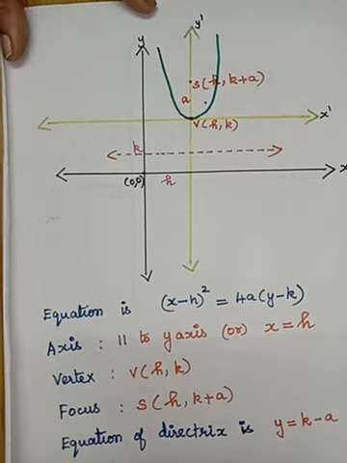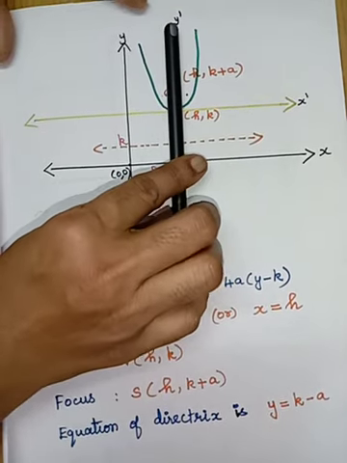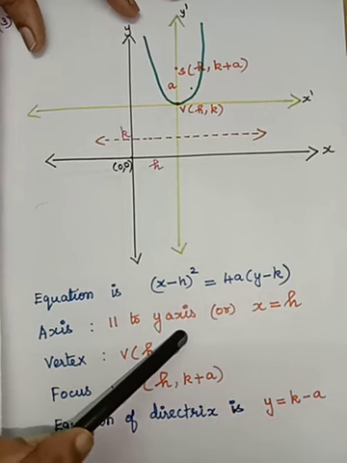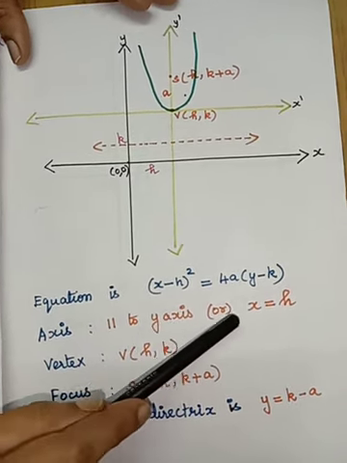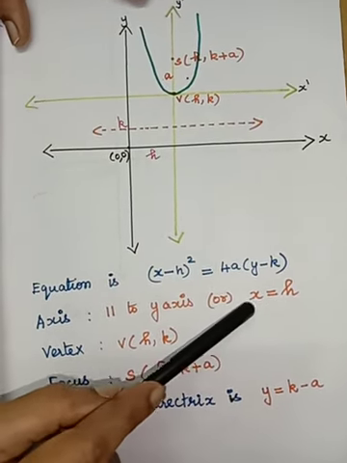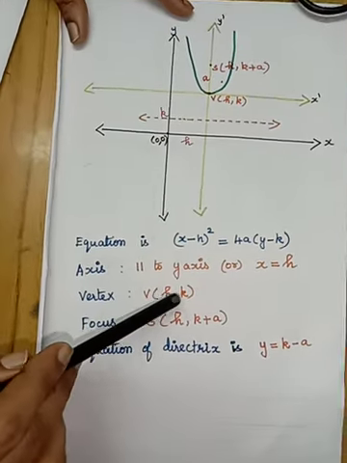Now you see the axis. Which is the axis? Y dash. This y dash is parallel to the y axis. Any line parallel to the y axis has the equation x is equal to some constant. Here our constant is h, so x is equal to h. Already we fixed the vertex, that is h comma k.